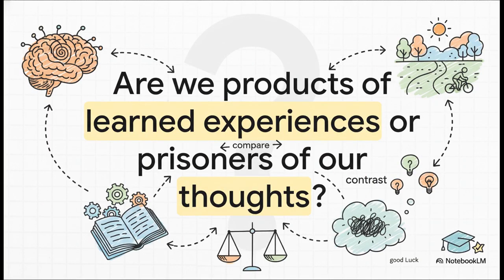So as we wrap up this revision explainer, this is really the central question to think about. We've looked at two powerful but very different ways of understanding mental illness. The behavioral approach sees us as being shaped by our environment and what we learn. The cognitive approach puts all the emphasis on our internal world, on our thoughts. Being able to compare, contrast, and critically evaluate these different perspectives is absolutely essential for your exam success. Good luck with your revision.